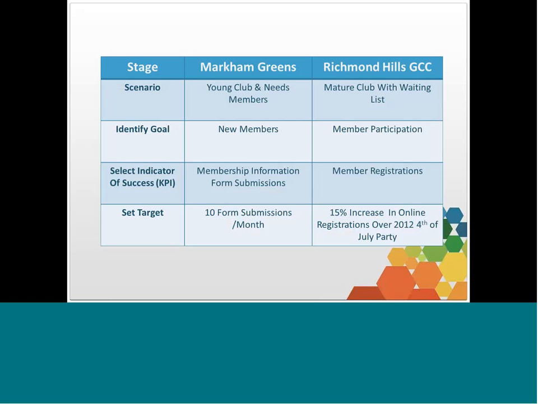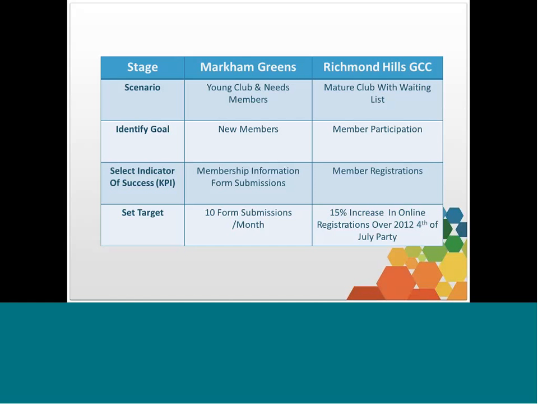It's a young club and it needs new members. So that's its overall goal, get those new members through the door. What they want to do is select an indicator of success, a KPI. So for them, it's membership information form submissions. How many form submissions they're getting per month is the indicator of how successful their marketing campaigns are. So their target's going to be 10 form submissions a month.